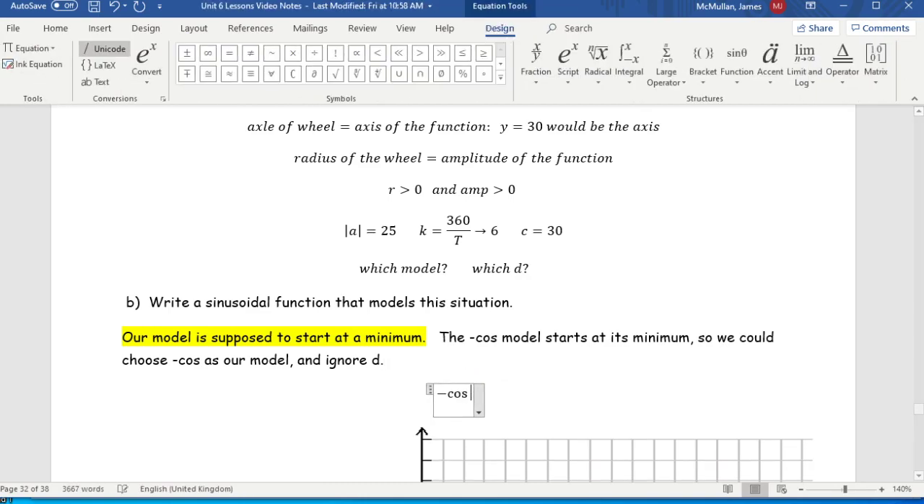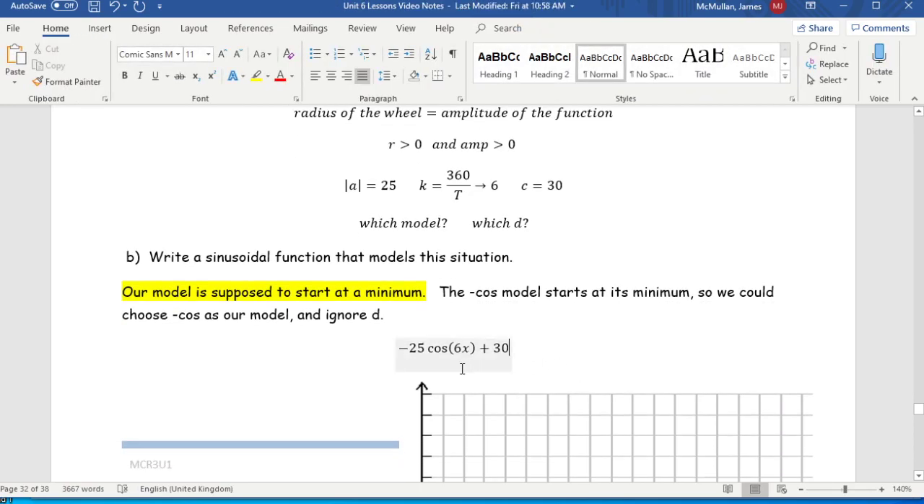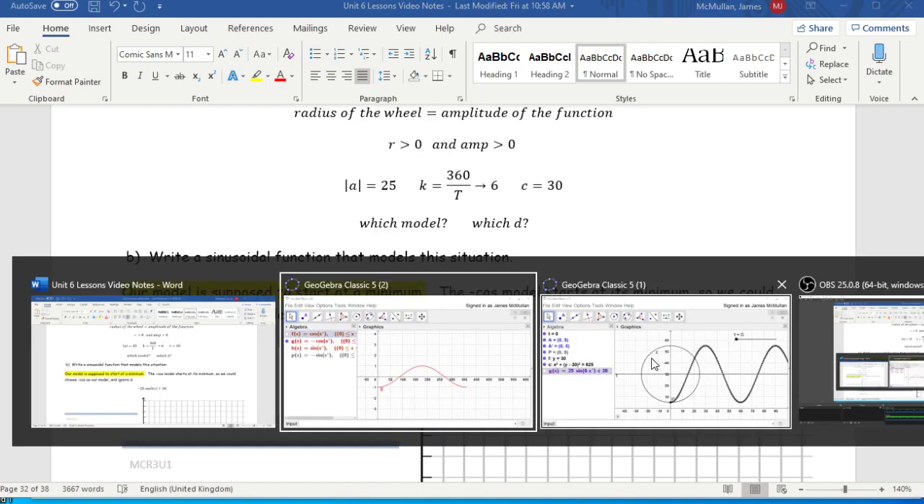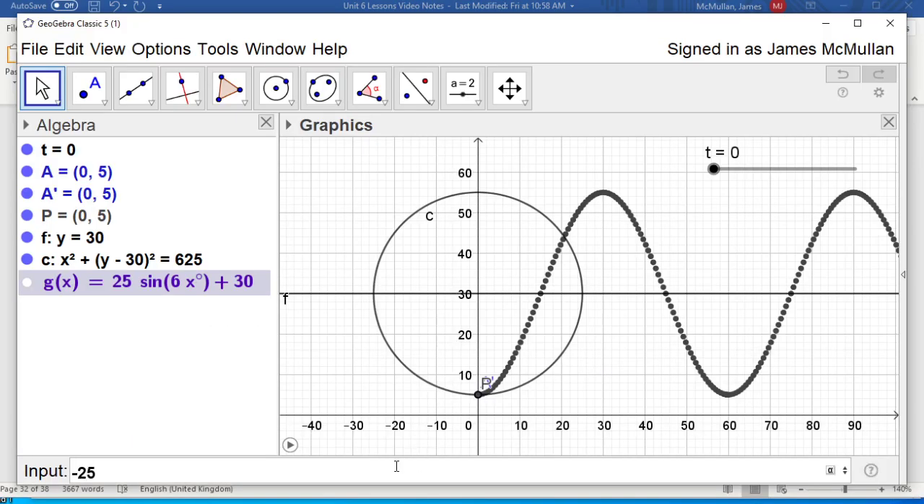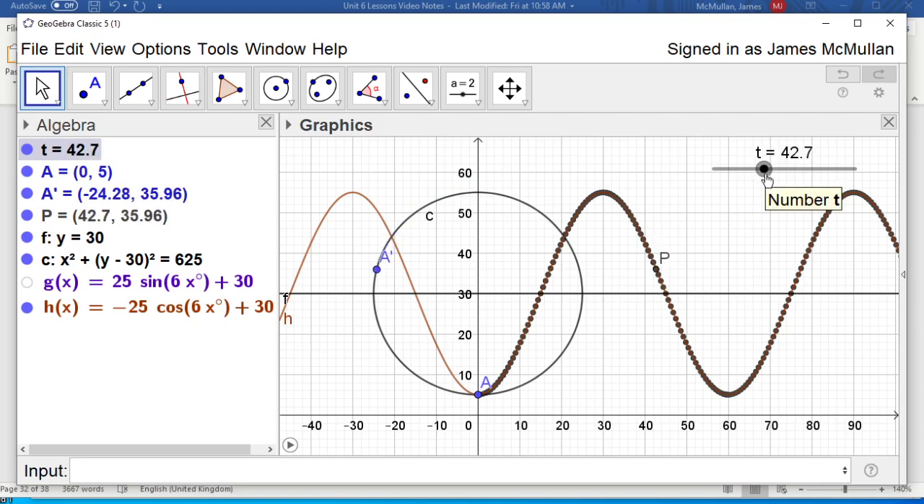So therefore, our model should be negative 25 cos 6x plus 30. And that, right, if I draw that, so let's draw that now. So negative 25 cos 6x plus 30. Okay, so we'll go back here. So negative 25 cos 6x, I have to do degrees on GeoGebra, plus 30. And you see that my model here is 100% right on as far as where the person is at what time. Right? At 30 seconds, they're at the top. Right? At 45 seconds, they're on the axis again, right?